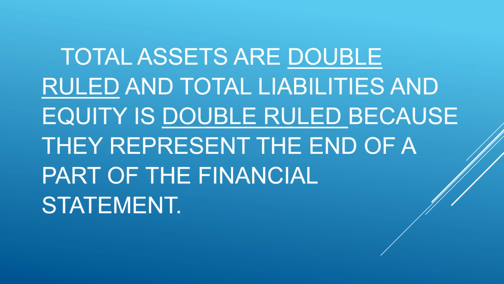Always remember that total assets are double ruled. When we say double ruled, there must be two lines below the numbers. And the total liabilities and equity is also double ruled because they represent the end of the part of the financial statement.